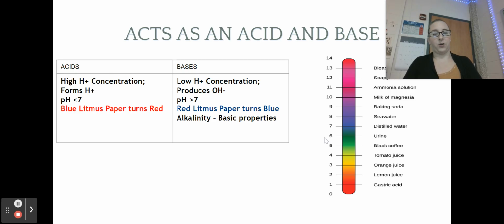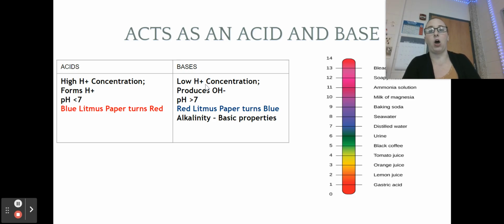Acids, anything that is from 0 to 7 or 6.99 or however you want to calculate that, anything from 0 up to 7 is going to have a high concentration of hydrogen ions. And because of this, the way that we can measure that is we look at litmus paper. Any of the blue litmus paper, if it's coming into contact with something acidic, will turn red. And it's because of those hydrogen ions hitting the substance that the litmus paper is made out of.